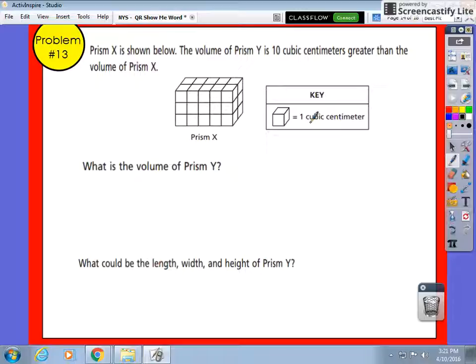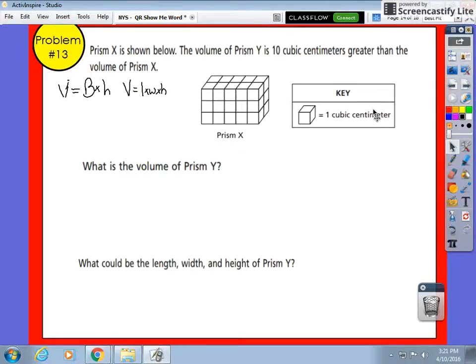Now, we know if we're working with volume, we need to be thinking about those two volume formulas that we know. We know volume equals the area of the base times height, and we know that volume equals length times width times height. And depending on what we know will help us to decide which formula we're going to use. So, if you take a look at this problem, in order to figure out the volume of prism Y, I need to know the volume of prism X, because the problem tells us that prism Y is 10 cubic centimeters greater.